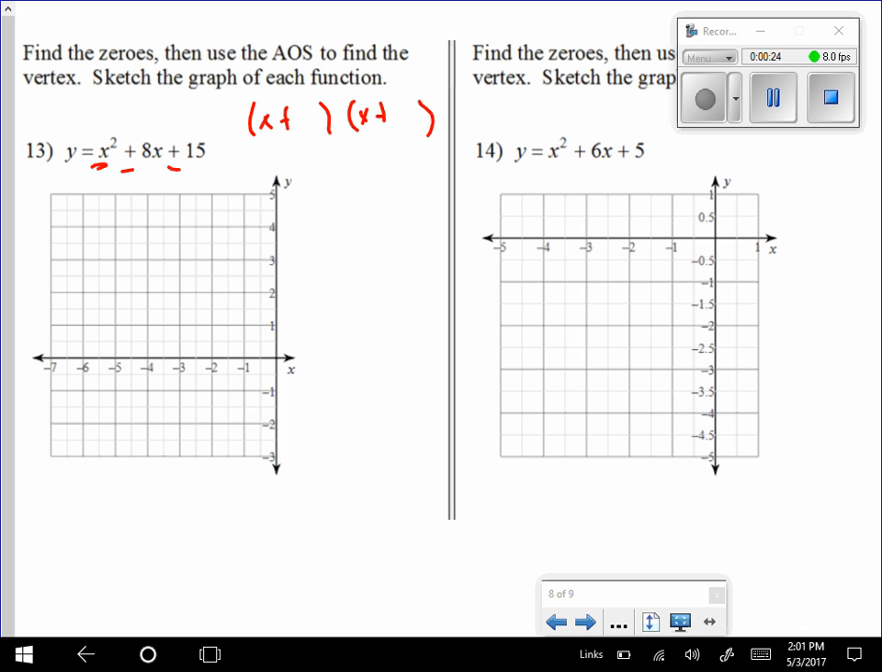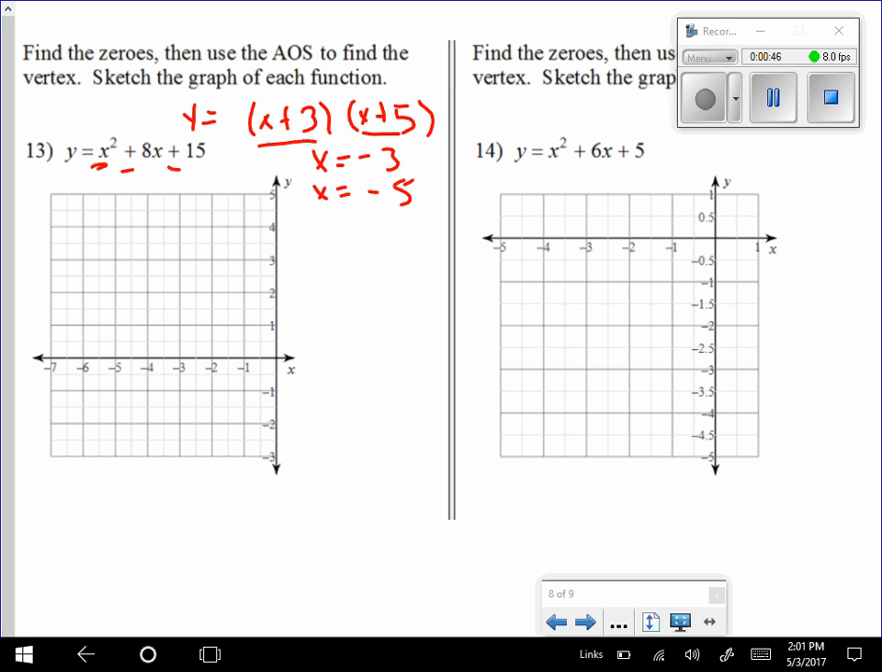So a factor of 15 that adds up to 8 would be 3 and 5. Okay, so this is going to be my x-intercepts. I would have -3 and -5, because remember my intercept form has subtraction signs there. If we set those equal to 0, we would be subtracting 3 and subtracting 5 on both sides.